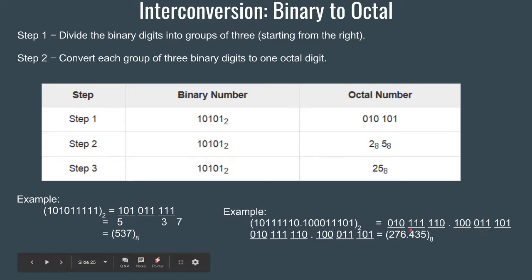Now that we are done with grouping, we will just convert it into the equivalent octal. So 010 is 2, 111 is 7, 110 is 6. We put the decimal point and then the same thing, 4, 3 and 5. So this is the entire octal number.